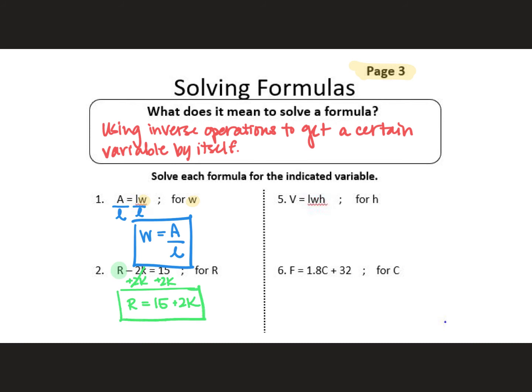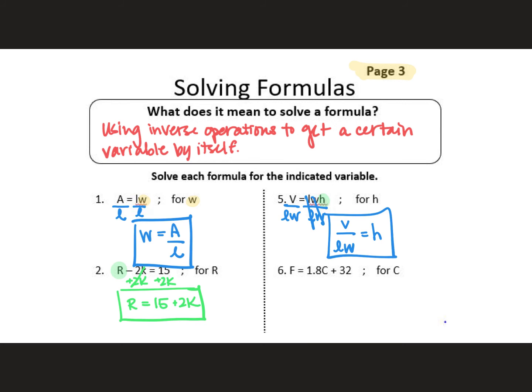Because of how I snipped this, we're going to have to skip 3 and 4 and move over to 5. So for 5, we're solving for h. So how would I read this? This would be V equals L times W times h. So how do we undo times? We divide. So I'll divide by L times W on both sides, and we get V all over LW equals h.